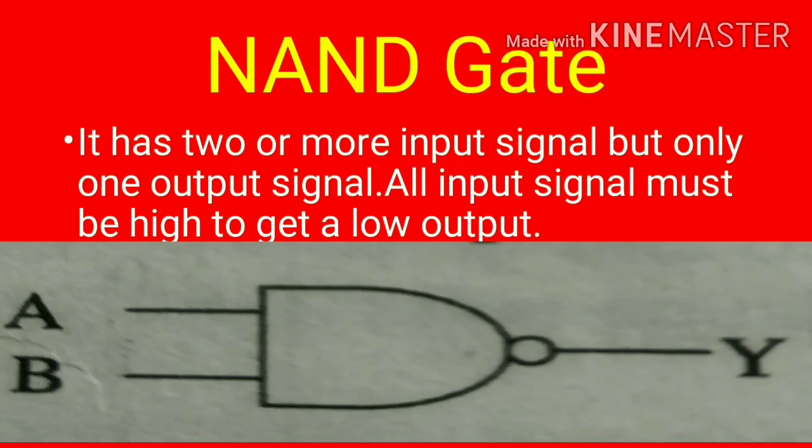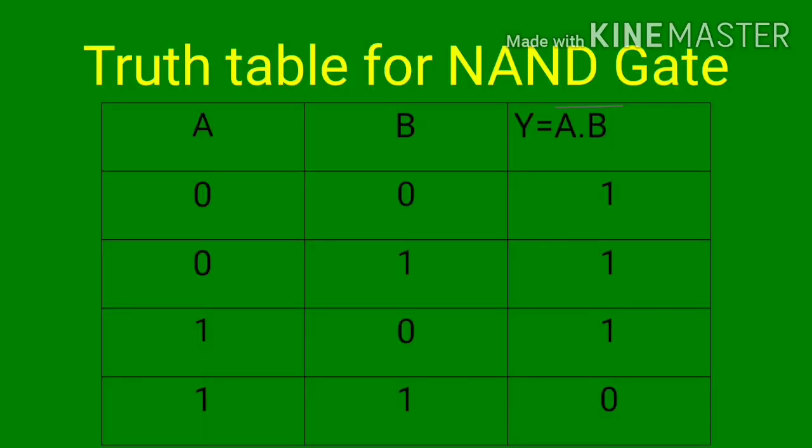The output of AND gate is added to NOT gate, we get NAND gate. Truth table for NAND gate is given. For the value of A and B is 1, the output value will be 0. For the other values of inputs A and B, we get the output value 1.